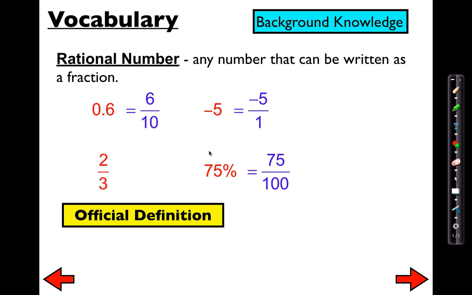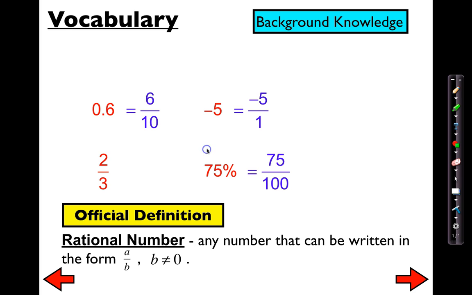But just FYI, the official definition is stated as a rational number is any number that can be written in the form of A over B, hence a fraction. But very specifically, where B cannot equal 0.